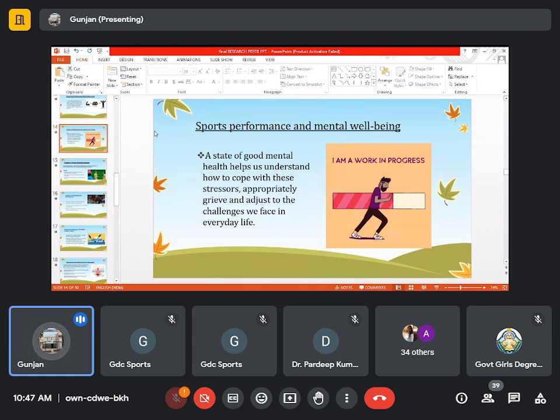Sports performance and mental well-being. A state of good mental health helps us understand how to cope with these stressors appropriately, and adjust to the challenges we face in everyday life.